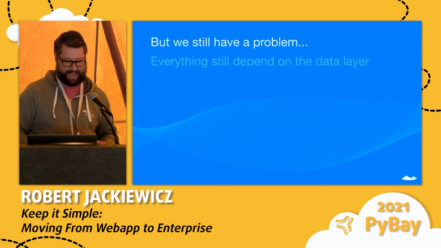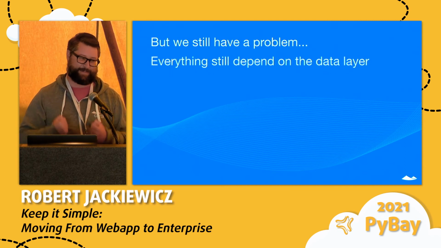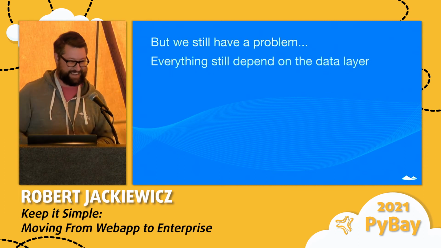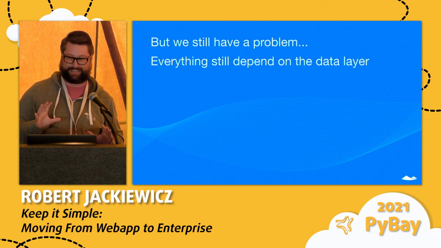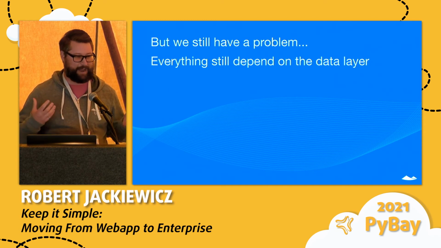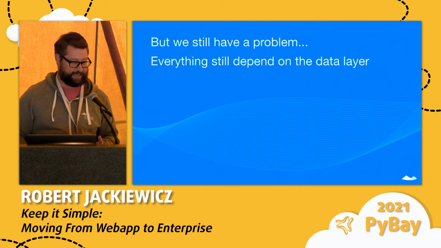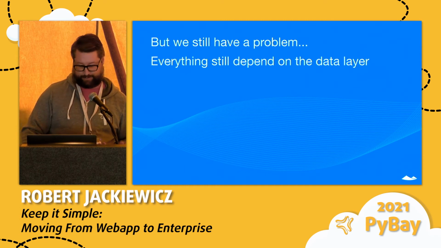But we still have a problem, and that is that everything still depends on the data layer. We really haven't changed much. We just moved the code around. And now we still have to figure out, okay, how can we get rid of the dependence on the data layer, which is really an infrastructure concern?